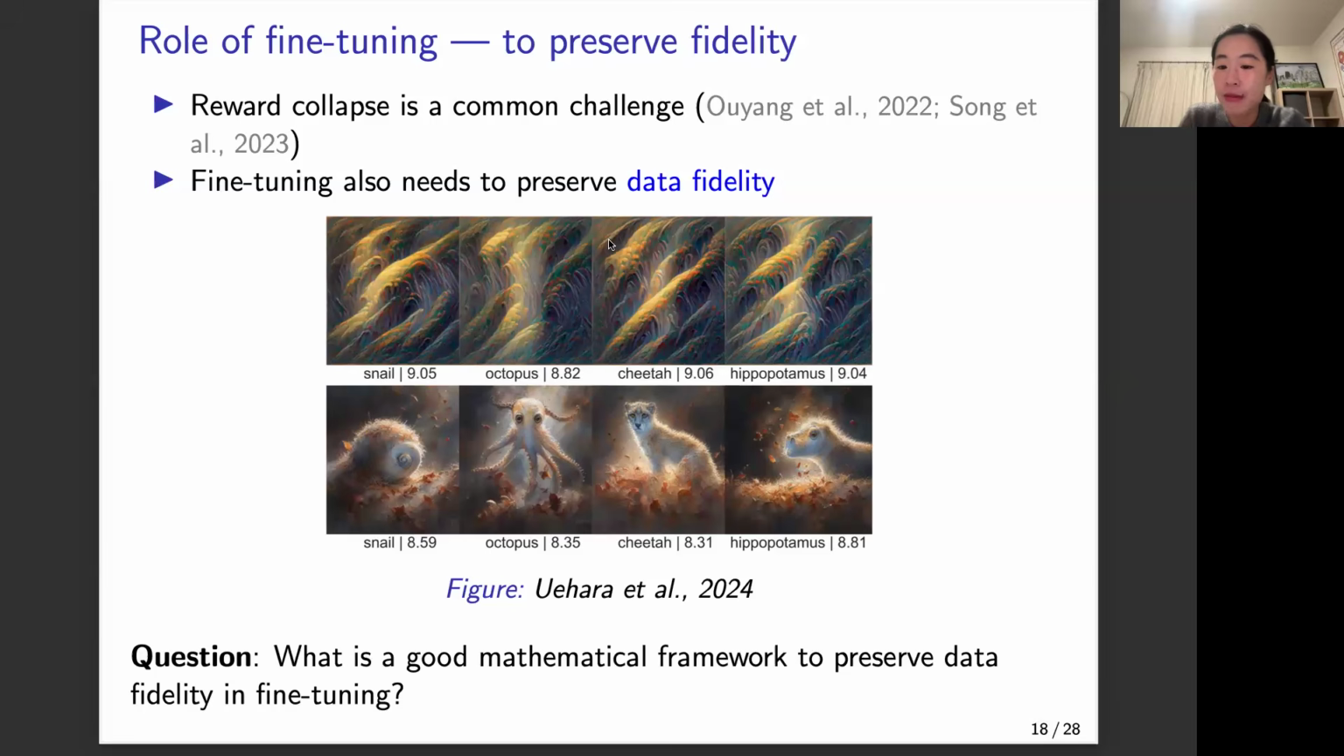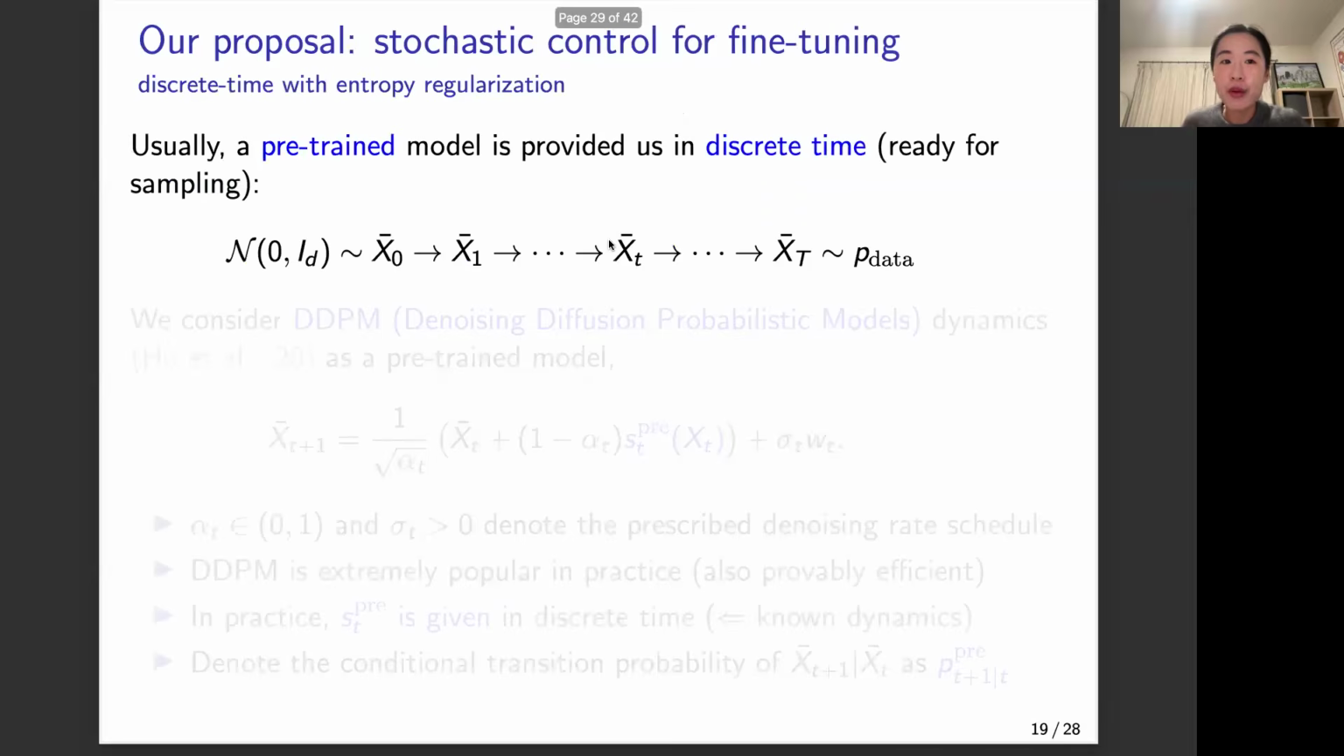What would be a good mathematical framework to take care of both? What we realize is that stochastic control or reinforcement learning is actually a very natural fit to balance these two objective functions. For example, if we take a pre-trained model, usually a pre-trained model is something that is already implemented. So we use the discrete time notion instead of the continuous time version.